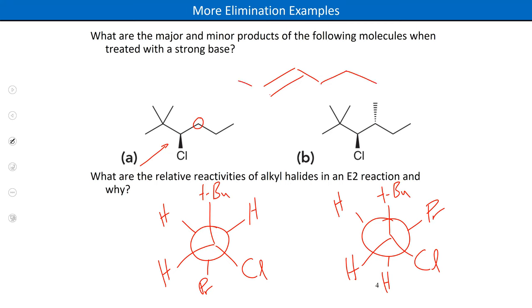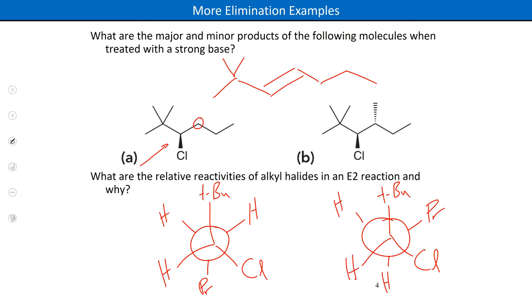Because we have our two big bulky groups opposite each other. So both the transition state and your final product are going to have less sterics. So they're both going to favor it from two points of view. That's the major product, because the initial molecules are in that state more often. Exactly, because this is more common than this.